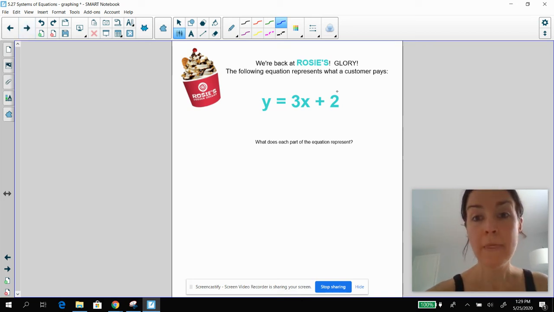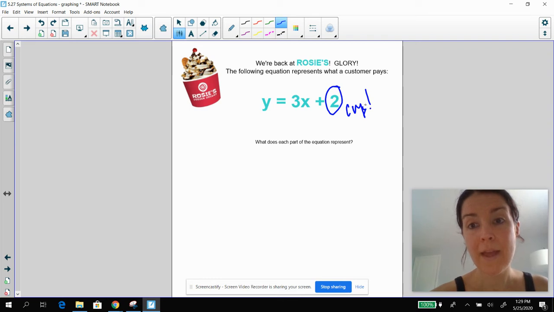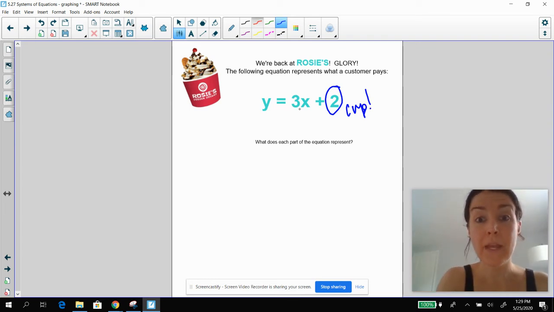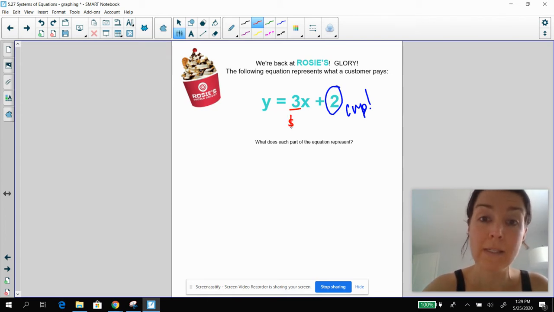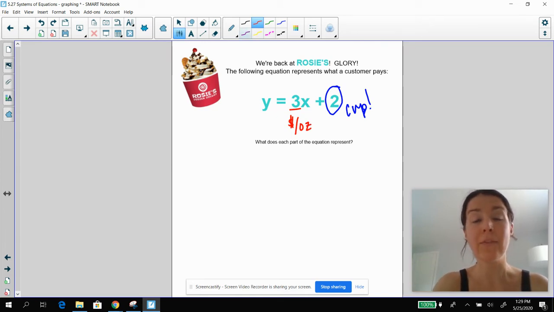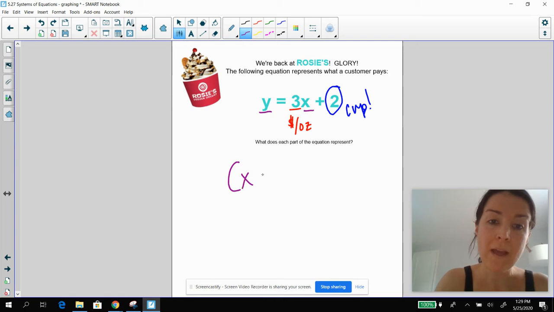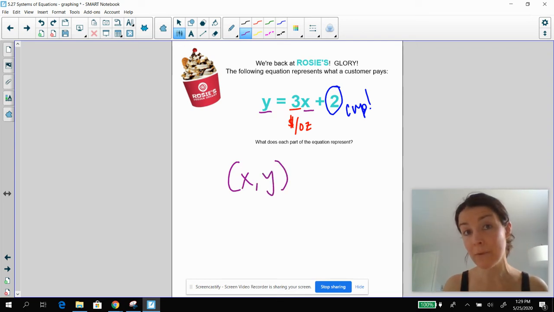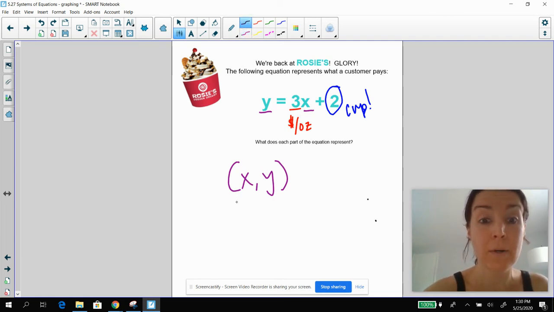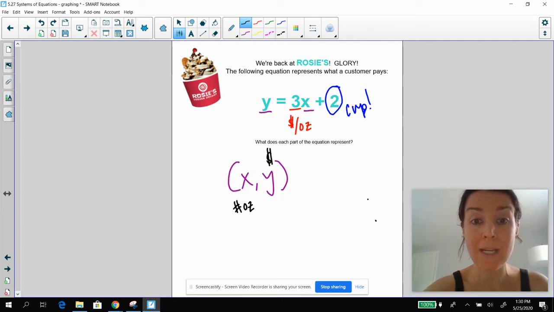Like I just told you, this 2, which is also known as our y-intercept, is the price of our cup. And then this 3 is what we said before. It's the price per ounce. So it's 3 cents for every ounce that I get, and that 3 is our slope. And remember how we talked about x and y? X and y stand for every coordinate point that falls along your line. Remember, there are an infinite number of coordinate points that fall along a line, and those coordinate points are represented by x comma y. In this scenario, our x stands for the number of ounces that we put into our cup, and y stands for the total amount of money that we have spent at Rosie's.